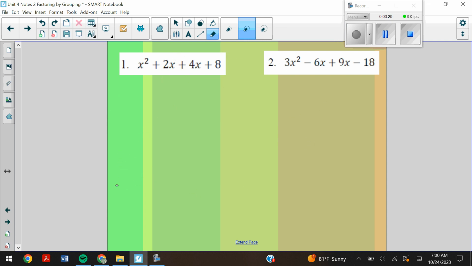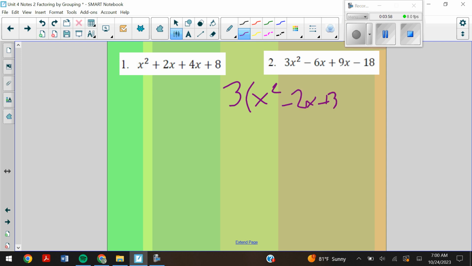All right, so if we look at problem 2, we again want to see, is there a greatest common factor we can take out of all of our terms? And in this case, we do have one. We can take a 3 out of all 4 of those terms. What we're going to do is make the rest of our problem smaller, and that makes it easier for us to factor. So I'm going to take 3 out. I'm left with x squared minus 2x plus 3x minus 6.